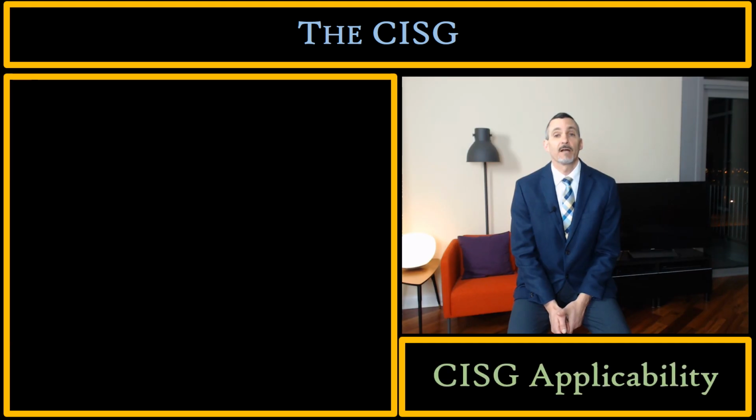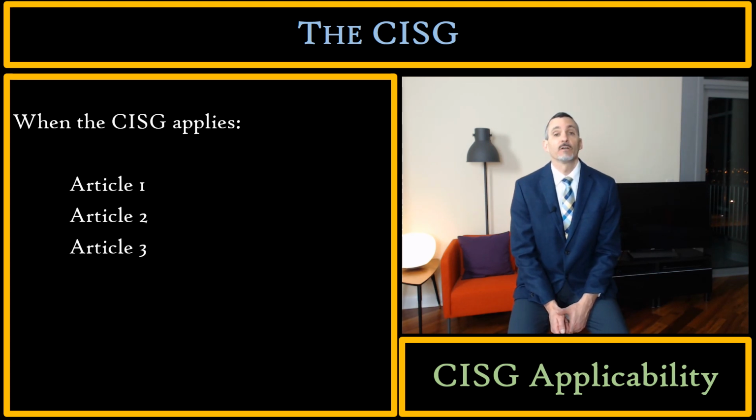All right, now we're going to talk about CISG applicability, when the CISG will apply to a transaction. Naturally, it's going to apply to transactions for the international sale of goods, but there's some more detail that we need to go into. And so we are going to look at the following provisions of the CISG: Article 1, Article 2, and Article 3. And we're going to look at them in some detail. After we finish our discussion of these articles, you will have a very good idea of when the CISG will apply to any particular transaction.